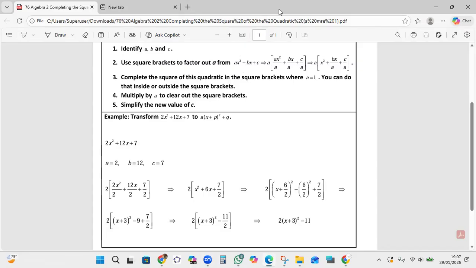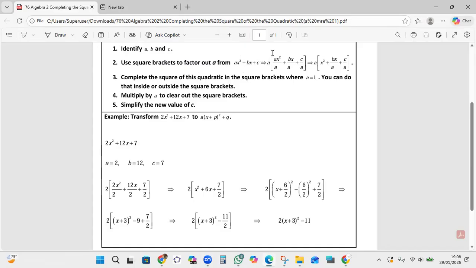First, we have to identify A, B, and C. So here we are. A is equal to 2, B is equal to 12, C is equal to 7. Now, the second step is to use square brackets to factor out A from ax squared plus bx plus c. And how are we to do that?